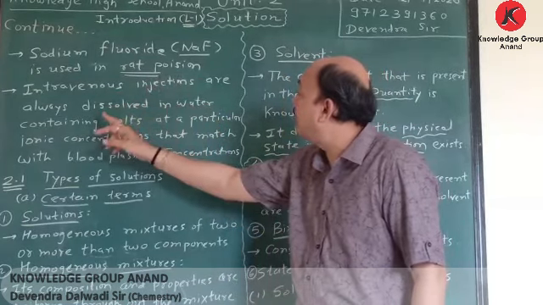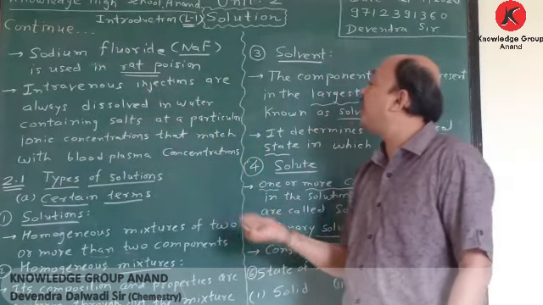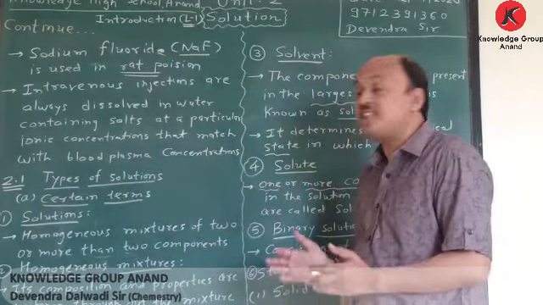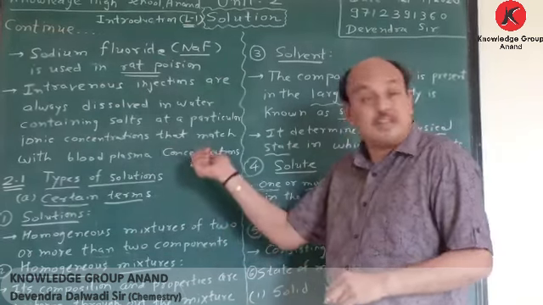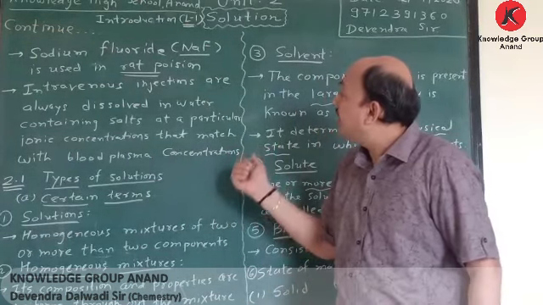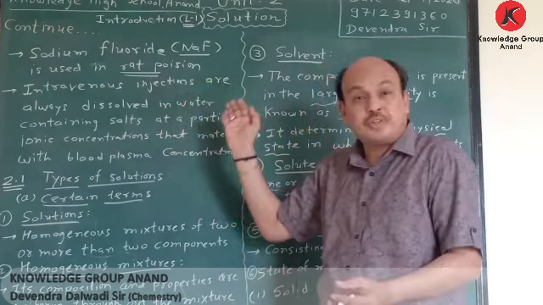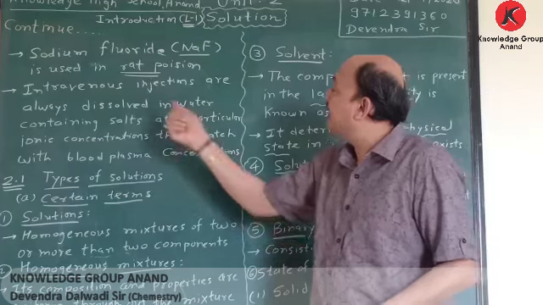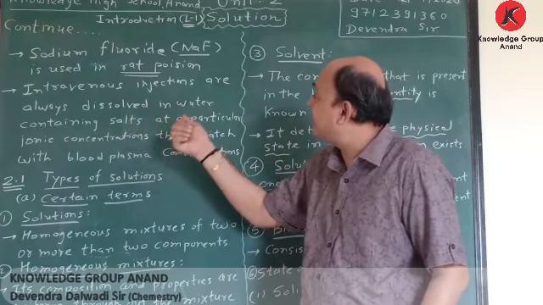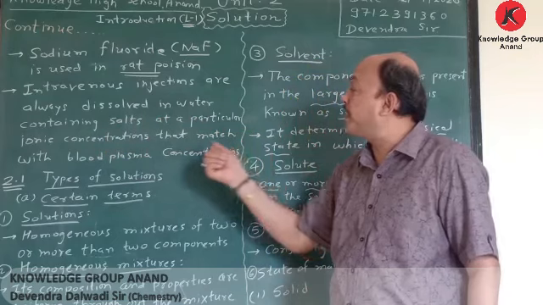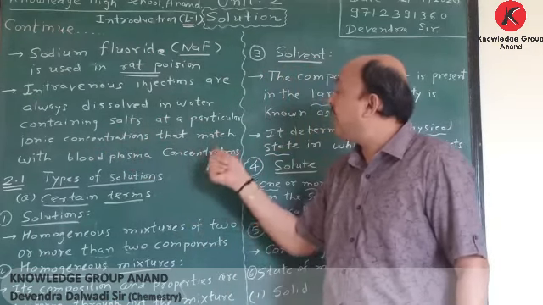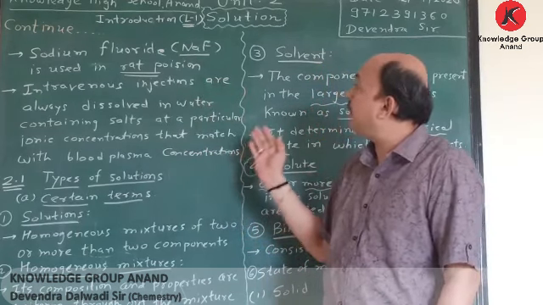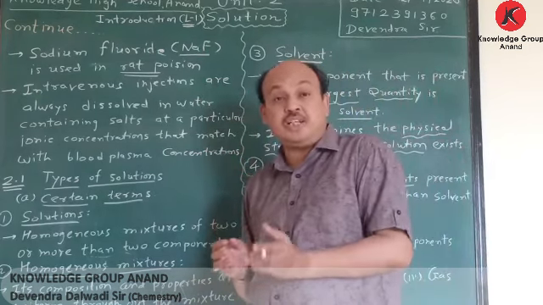Intravenous injections are always dissolved in water containing salts at particular ionic concentrations that match with blood plasma, which is present in our body, and that concentration is very important. In the medical line, certain vaccines are used, in which water contains salts at particular ionic concentrations that match blood plasma concentrations. This is a very important topic regarding solutions, and that's why we learn solutions.